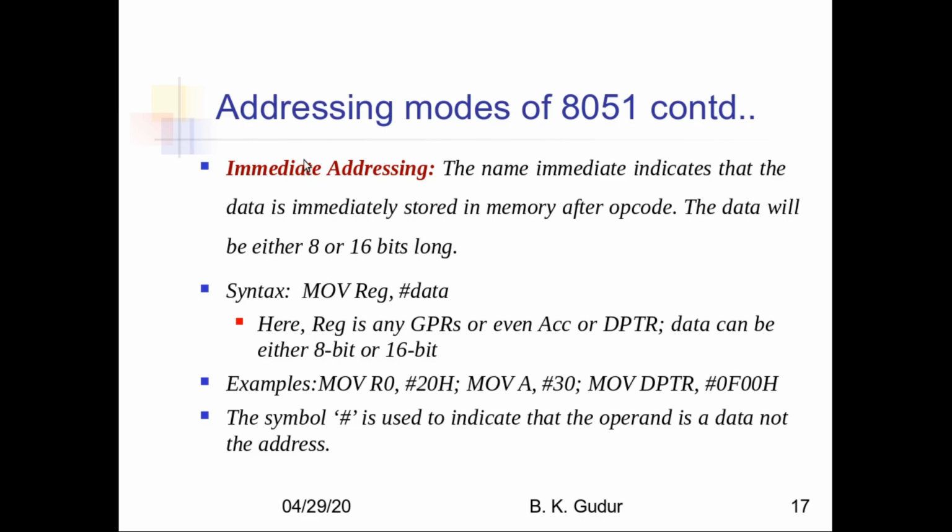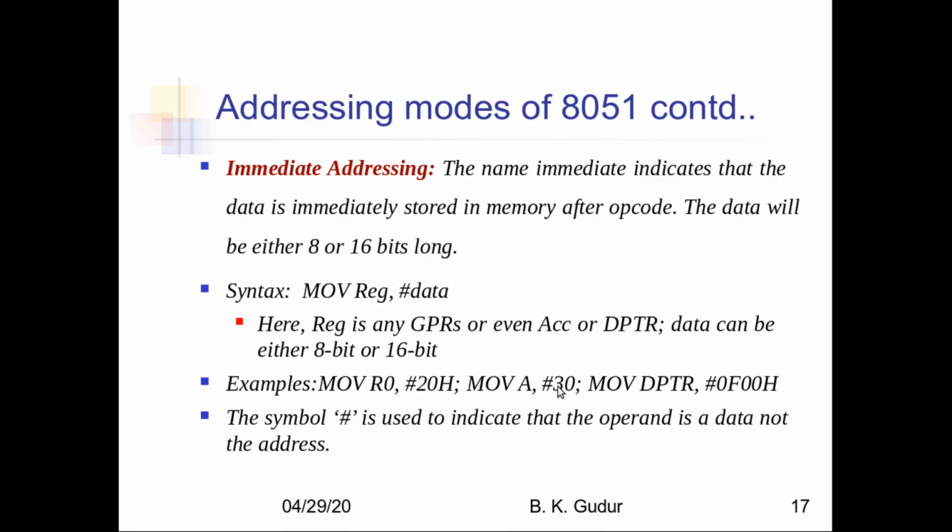Okay, the syntax for this addressing mode is something like this. Here, mnemonic MOV, register, any register from R0 to R7, the general purpose registers, or even the accumulator or DPTR can be used here, and this is the data. So remember, here the hash indicates immediate data. Some of the examples are like MOV R0, #20h, MOV A, #30, and MOV DPTR, #0F00h.